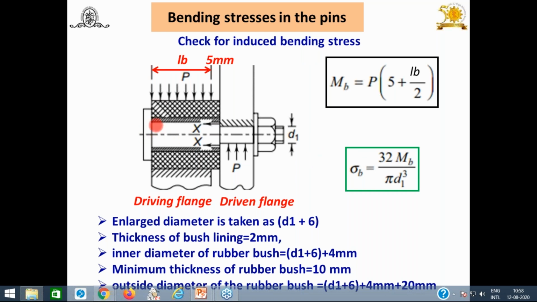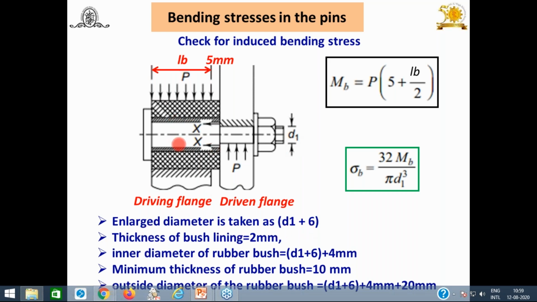But now how to decide the dimensions of the pin? You know the D1. D1 you will get, as I have already told, from that formula, from the diameter of the shaft and under root N, where N means number of pins. Then the enlarged diameter of the pin, look at this, is D1 plus 6.